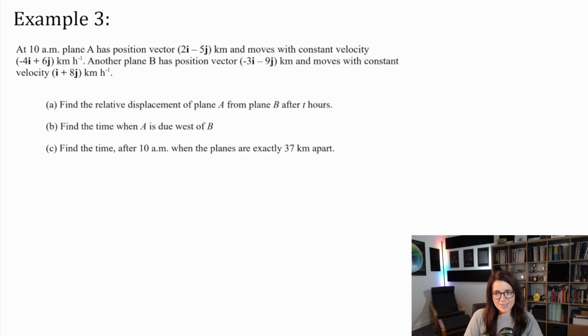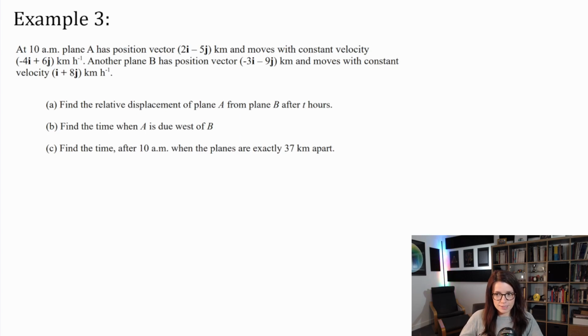Last example, at 10 a.m., plane A has position vector 2i minus 5j kilometers and moves with constant velocity minus 4i plus 6j kilometers per hour. Another plane, B, has position vector minus 3i minus 9j kilometers and moves with a constant velocity i plus 8j kilometers per hour. Part A, find the relative displacement of plane A from plane B after t hours.